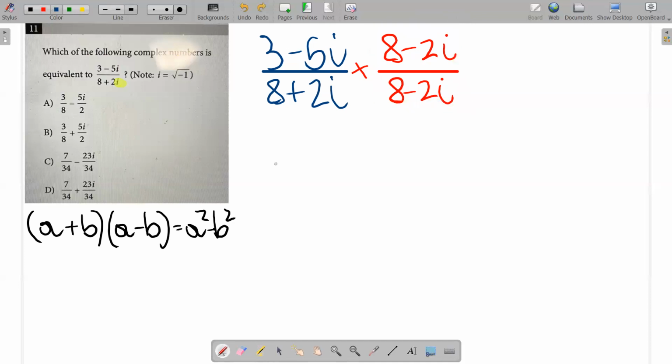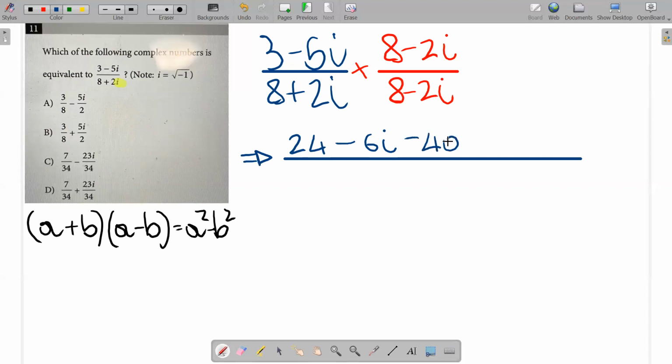So if we do this multiplication, what do we obtain? Well, on top, we have the multiplication of two binomials, so we will use the FOIL method. We will multiply 3 by 8, which is 24, 3 by negative 2i, which is going to be negative 6i, then negative 5i times 8 is going to be minus 40i, and then negative 5i by negative 2i is going to be plus 10i to the power of 2.